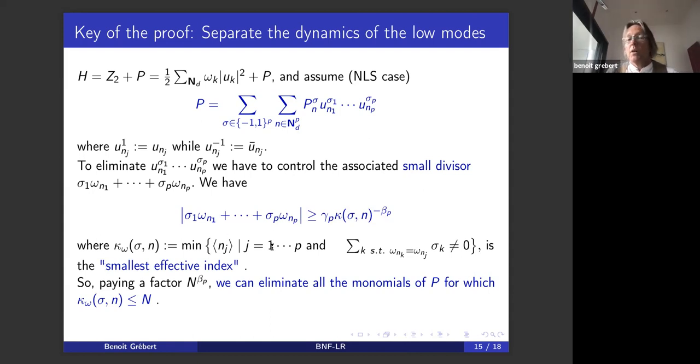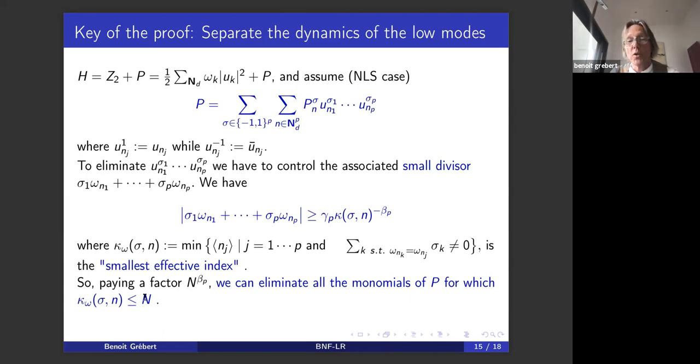The standard Birkhoff normal form technique comes from the finite dimensional setting. Actually, if you pay this price, n to the β p, where n is the size of the smallest effective index, then you can eliminate the corresponding monomial.